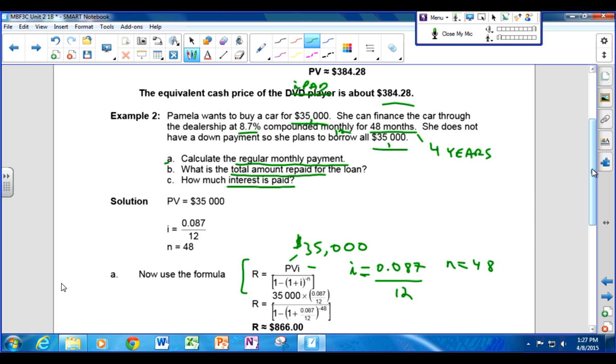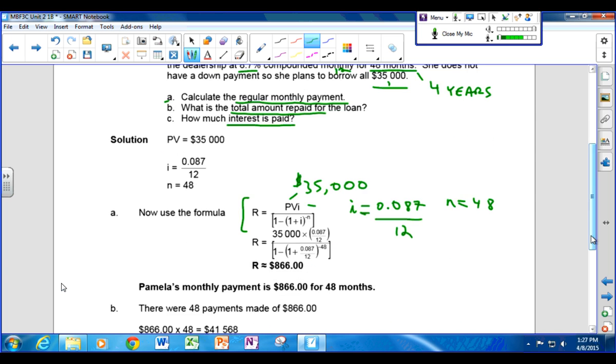Okay, so we have everything we need. Just got to watch that this formula gets really tricky. All of the 1 minus stuff is in the numerator, and the exponent is negative. So do watch all of that. If you get a really strange answer, try it again. Okay, so there you go. We end up with $866 a month for 4 years. And that's how much it's going to cost her.